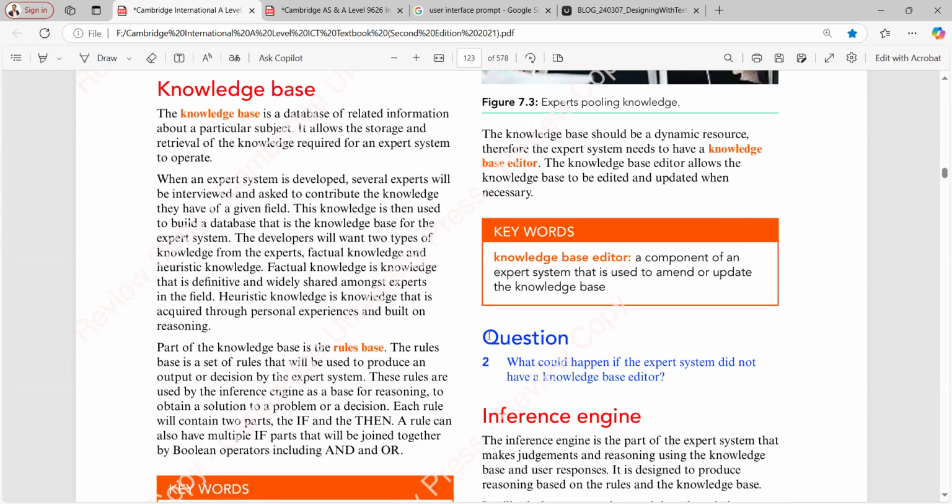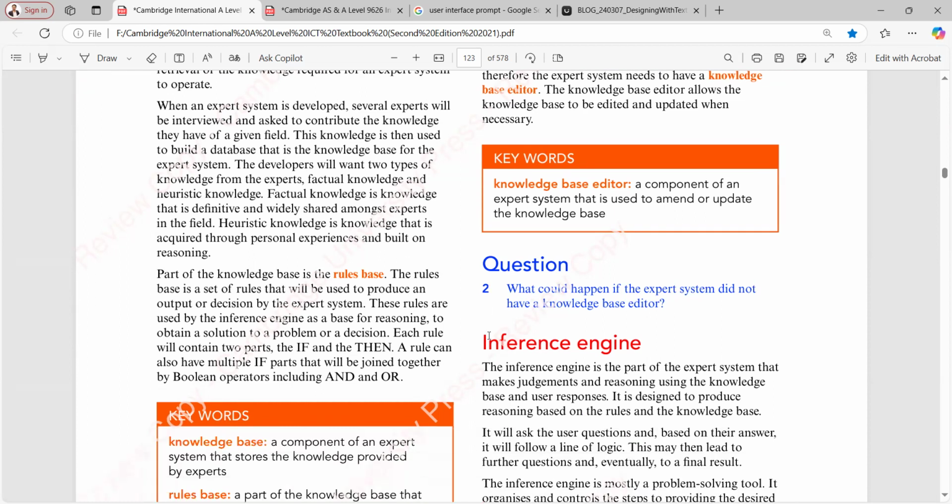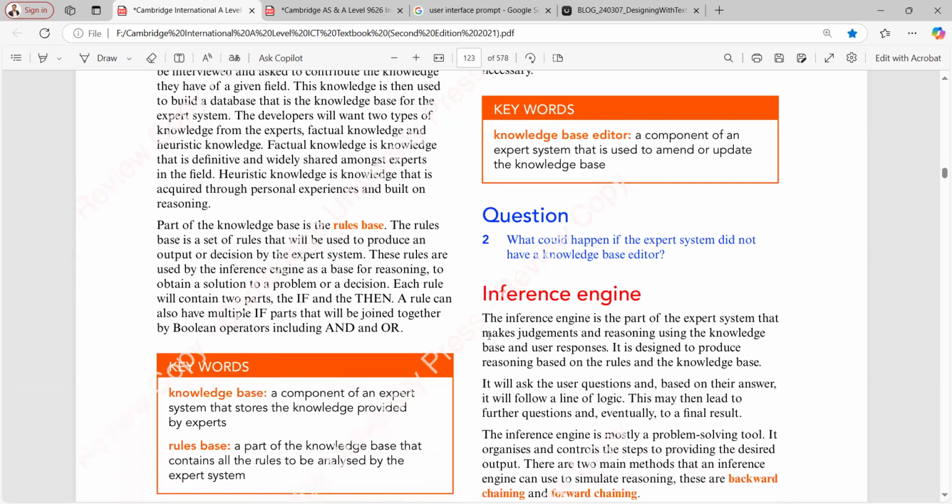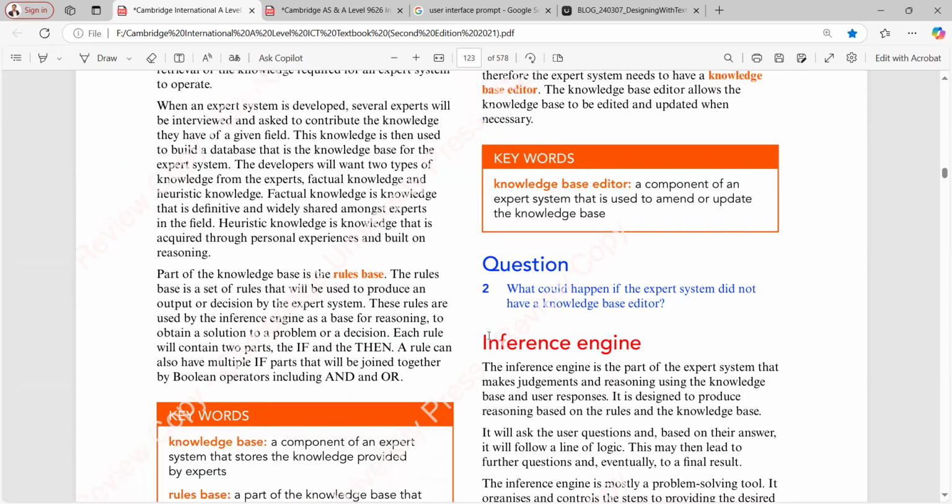Factual knowledge is mostly based upon facts, or is widely shared among the experts, but heuristic knowledge is acquired through personal opinion and personal experience. So that is built upon reasoning. The part of the knowledge base is the rule base. Rule base is like creating rules.